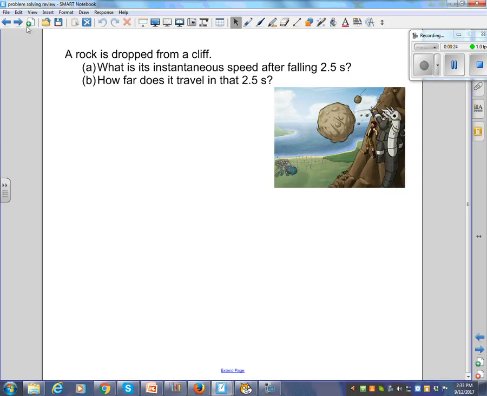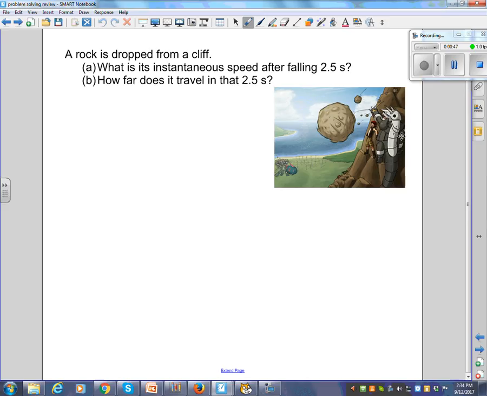Today we just have a boring old rock. I should come up with a weird name for the rock, or the guy dropping the rock. A rock is dropped from a cliff. What is its instantaneous speed after falling 2.5 seconds? And how far does it travel in that 2.5 seconds?